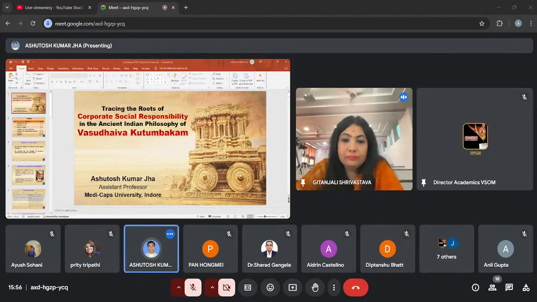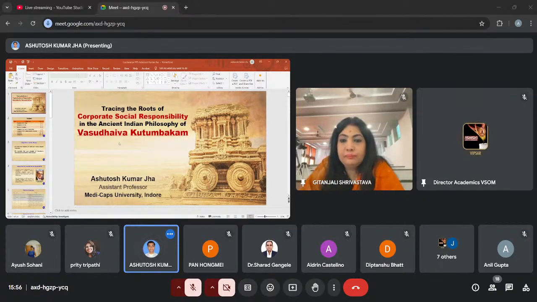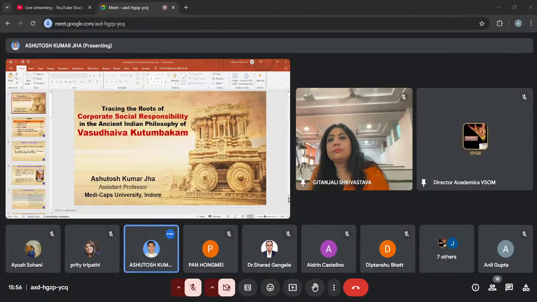Now coming to the challenges part. What are the challenges if we implement the concept? Firstly, profit versus responsibility: companies focus on profit or responsibility. Corporate greenwashing: some companies do unethical work. Next challenge is globalization and labor exploitation: some companies use labor exploitation to increase their profit. Corporate culture and ethics: ethics is one of the biggest challenges for implementing the concept of Vasudhaiva Kutumbakam.